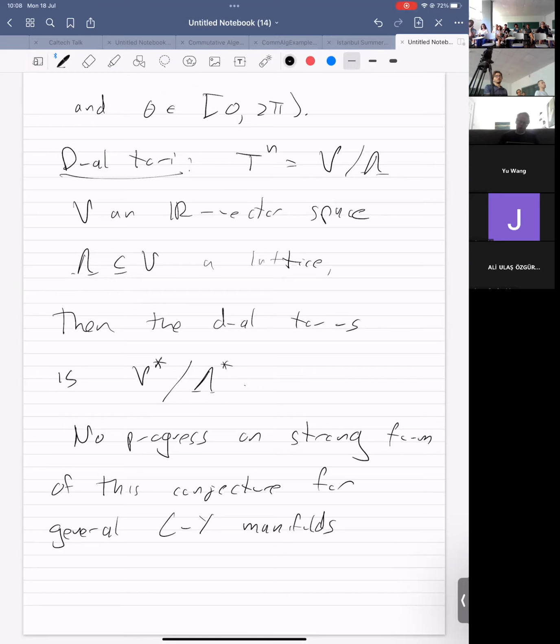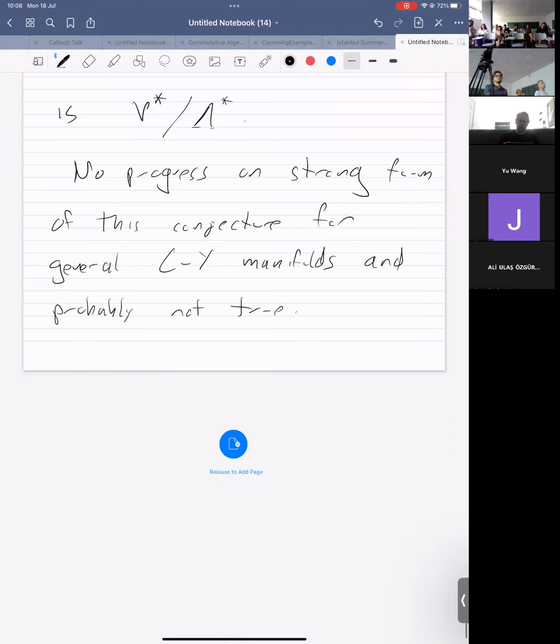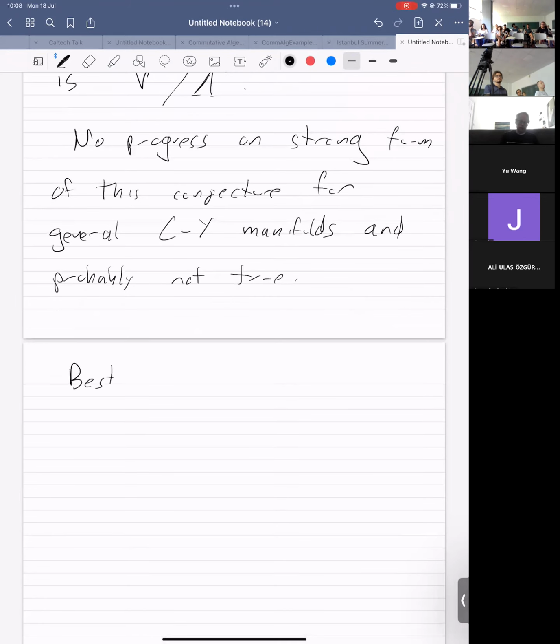And it's probably not true in the strong form. And let me just mention the best results to date are by Yang Li. I think this is a couple of years old now, maybe 2019, I might be wrong, where he constructed special Lagrangian fibrations on open sets of a quintic threefold. And these open sets get bigger as you approach a large complex structure limit.